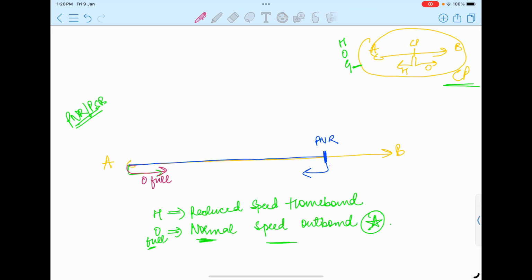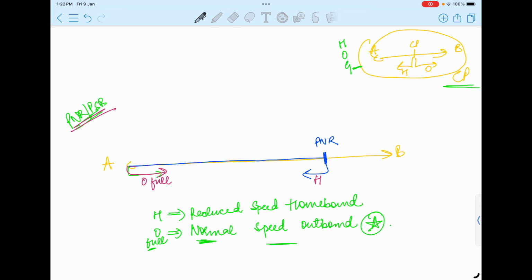And now when we are coming back, we come back on a reduced speed and we are coming home. So this is our H, which is our reduced speed homebound. So this is the diagram we draw for PNR questions. This is our basic diagram, and this is the diagram we would be using for all of our numerical questions.